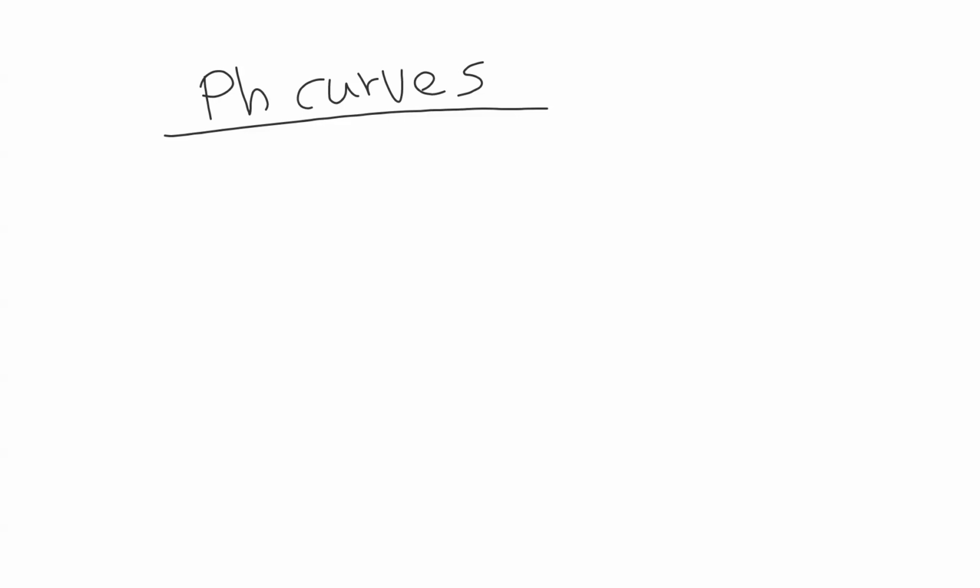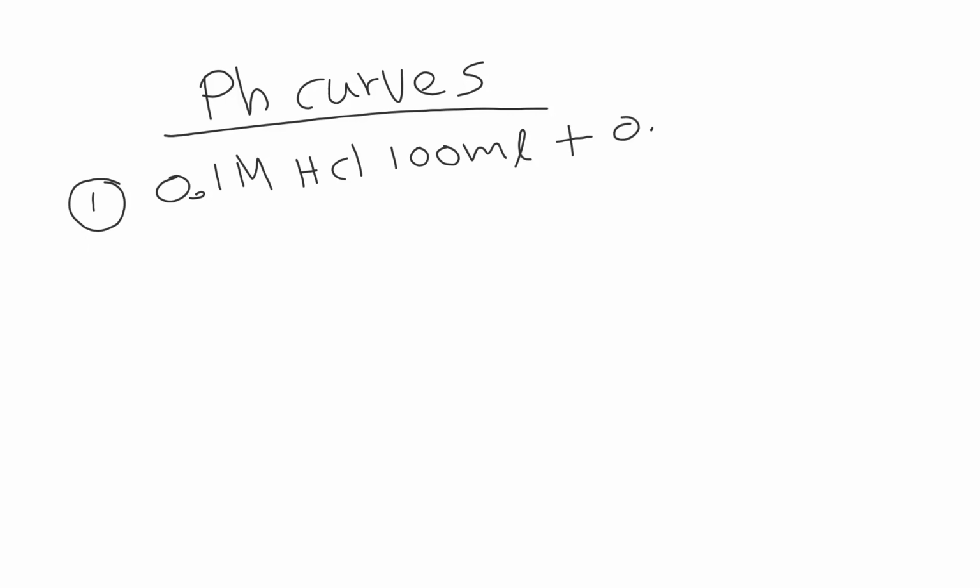Let's take a very simple acid-base reaction. Let's take the first one: a 0.1 M HCl solution, 100 milliliters. You add 0.1 M sodium hydroxide solution.